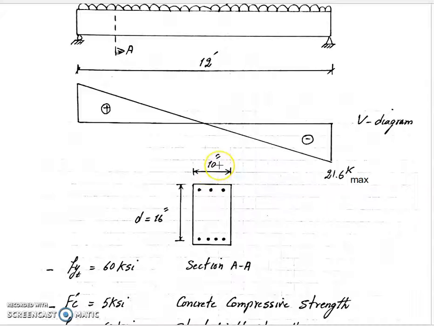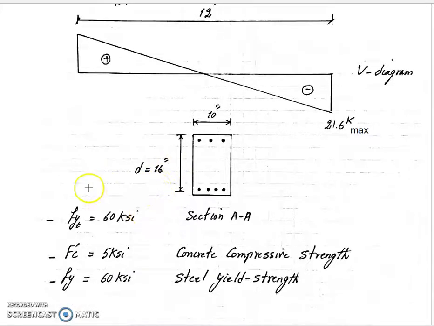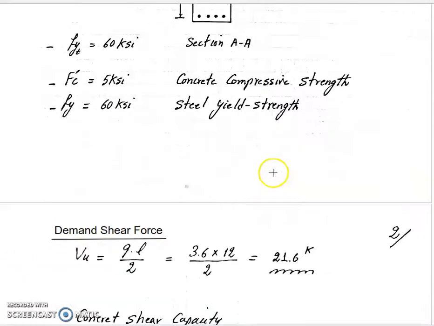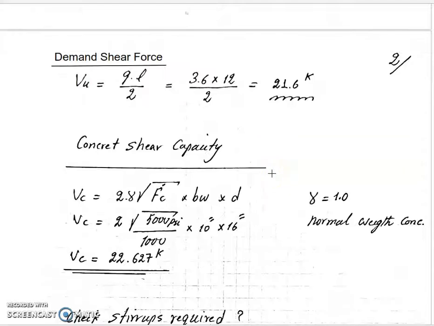So bw is given 10 inch, d is given 16 inch. Our fyt, the steel yield strength for our stirrups, is given 60 ksi, and the concrete compressive strength is given 5 ksi, or 5,000 psi. So the first step is that we have to find our demand shear force. For that distributed load, our demand shear force is wL over 2, that we can get 21.6 kips.